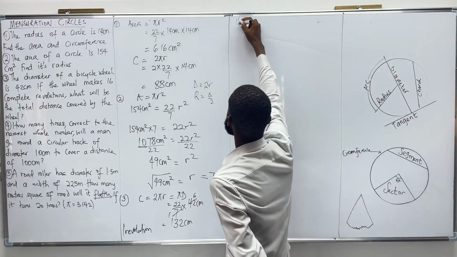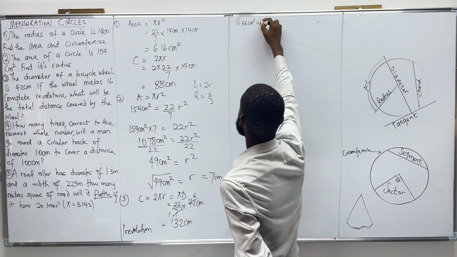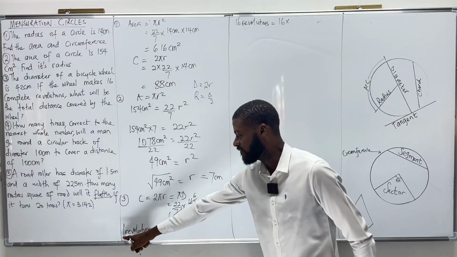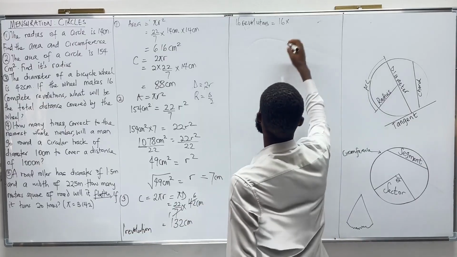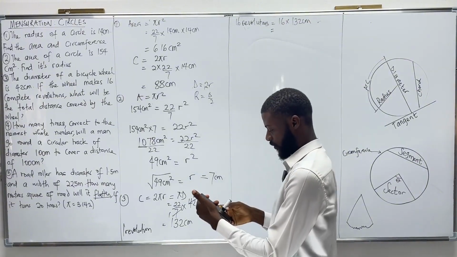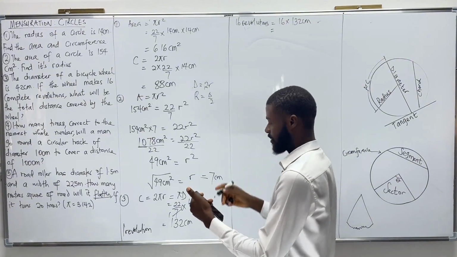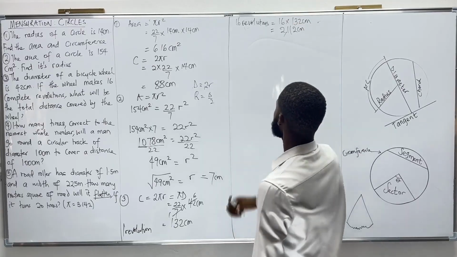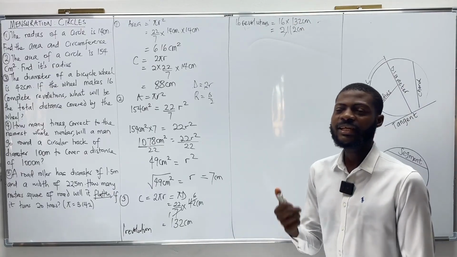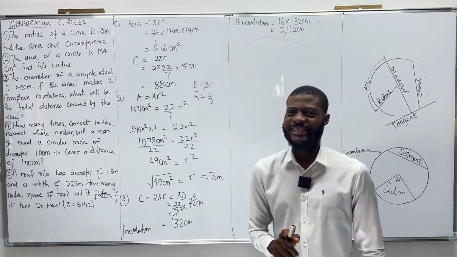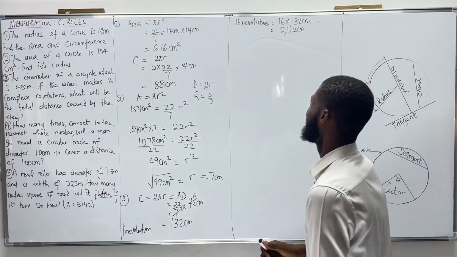So it means we're looking for 16 revolutions. So this will become 16 times. If this is the value of one revolution, that means 16 will become 16 times 132 centimeters. So 16 times this will give us 2,112 centimeters. So that's the value of 16 revolutions. So take note of this, please. All right.